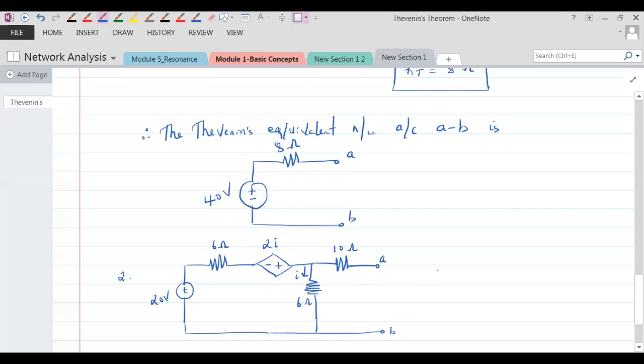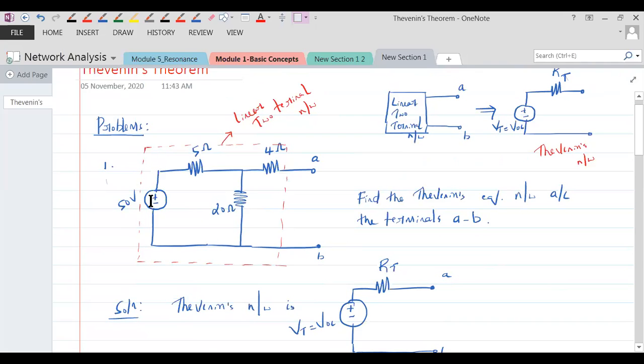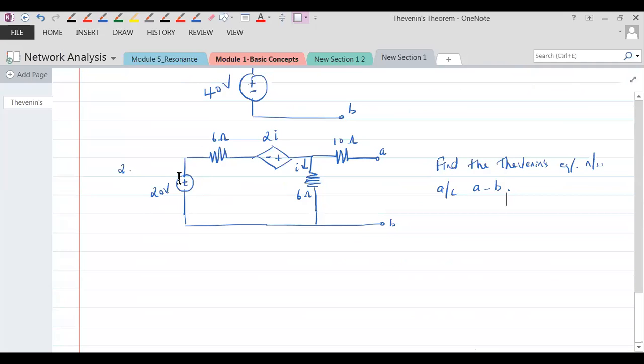So what is the question again? Question is same. Find the Thevenin's equivalent network across terminals AB. Now this is a little different. In what way is it different from the first problem that we saw? In the first problem we have only the independent source. In the second problem we are having the dependent source. We have independent source also. We have dependent source also.